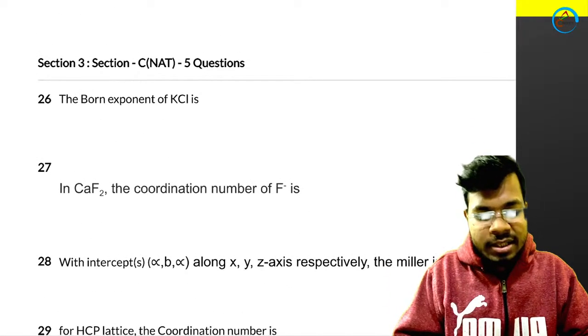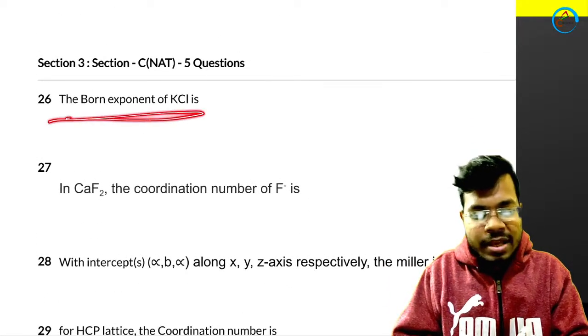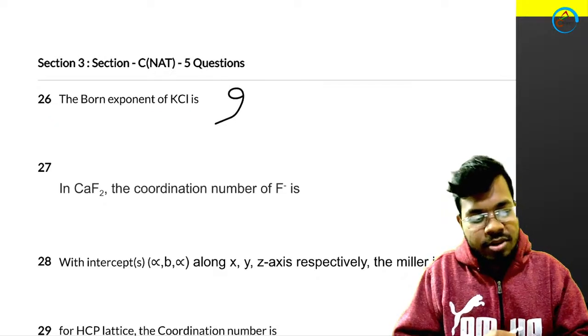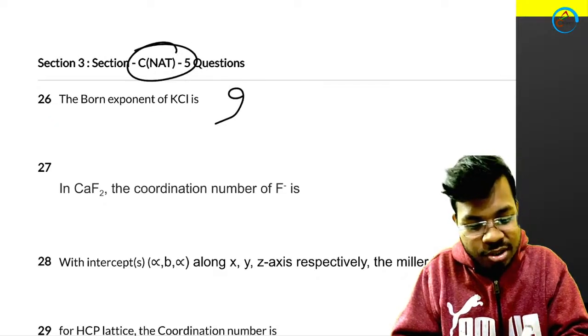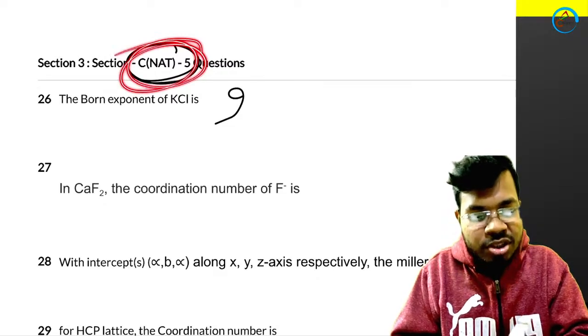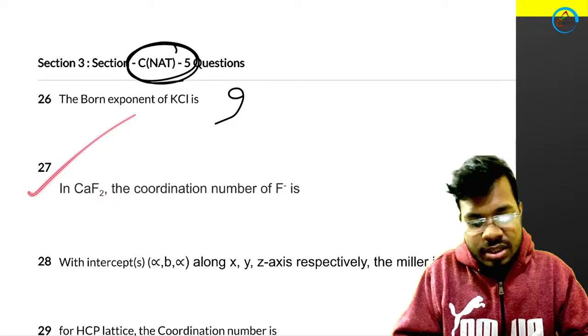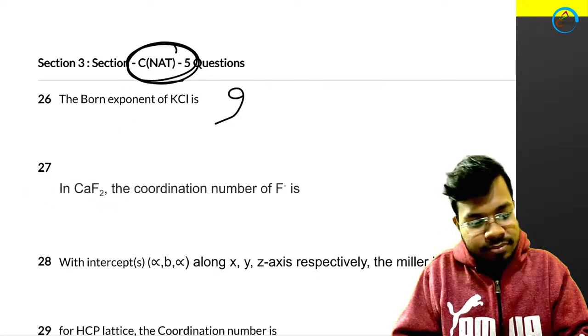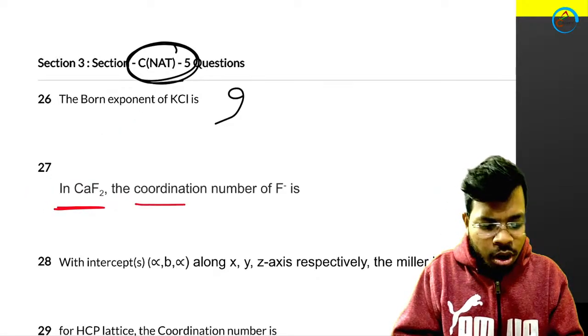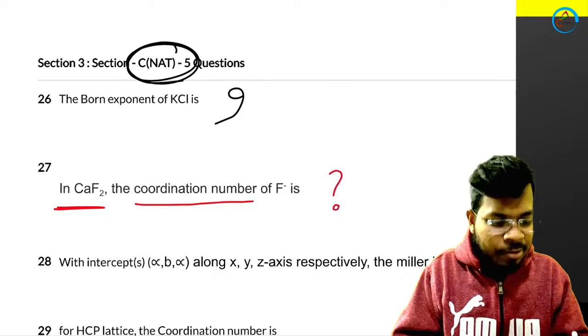Actually, I have repeated this question. The Born exponent of CsCl is 9. I have already told you. Question number 26 is a NAT type question. So the Born exponent for CsCl is 9. Then what about CaF2? In CaF2, what will be the coordination number of F minus?